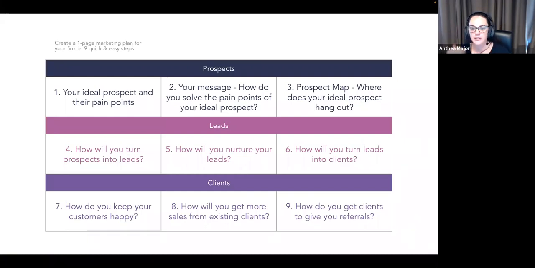We've broken it into 3 stages. So we've got prospects, leads, and clients. And there's 9 steps throughout them, from target market through to client referrals. So hopefully you can start to see, you've probably seen funnels and flywheels and things like this.